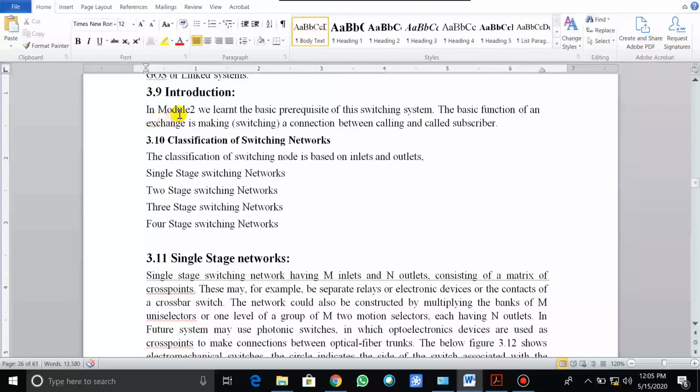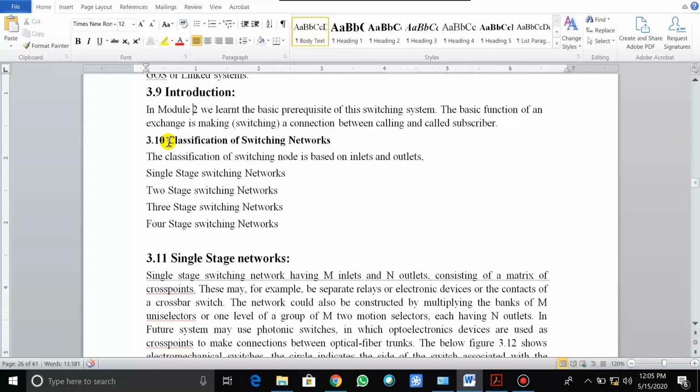So here, as I told in module number 2, we learned the basic prerequisites of this switching system. The basic function of the exchange is to switch a connection between called and calling subscriber. That means we need to establish a connection between called and calling subscriber by using a switch. So there may be n number of calls or customers in the network. If customer A wants to connect with customer Z, we need to use a switch in between the customers or subscribers in order to connect a call.